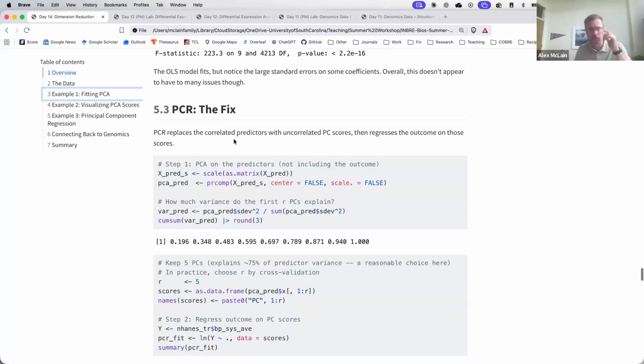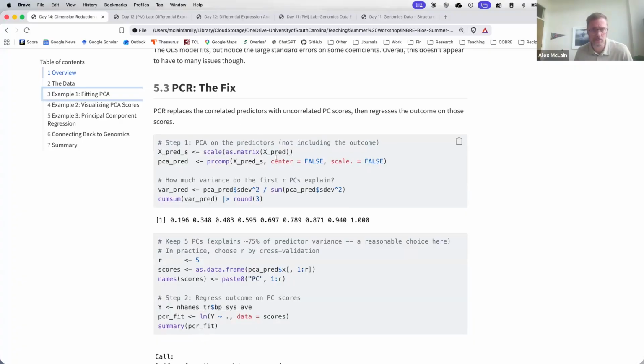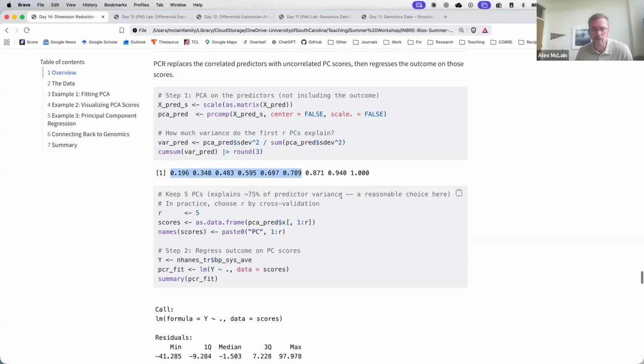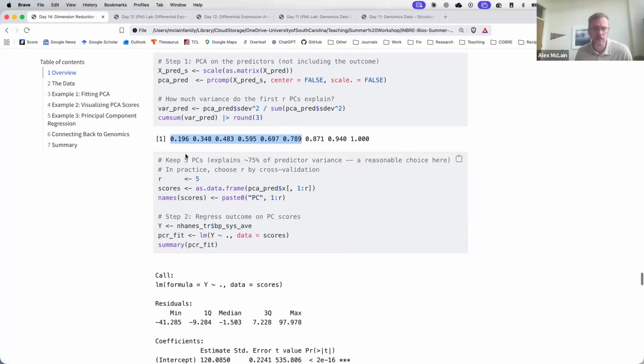So how we would fix this, if there were some issues, is to do principal components on this. Here, scaling the matrix, doing the principal components, and looking at the proportion of variance. The first 1, 2, 3, 4, 5 components are going to explain at least 75% of the variance. So it's a reasonable choice here to use. So I'm saying R equals 5.